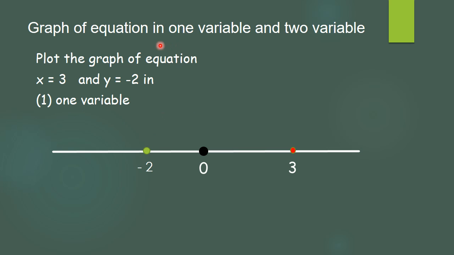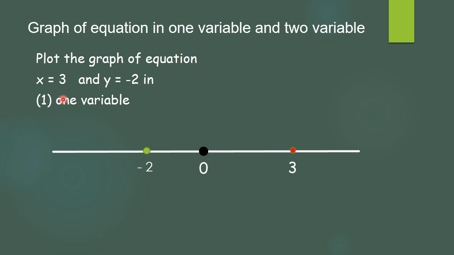For example, we have to plot the graph. There are two parts: we can plot in one variable as well as in two variables, where the equation is given as x is equal to 3 and y is equal to minus 2. This is one example. x is equal to 3 and y is equal to minus 2 is another example. We have to plot the graph of x is equal to 3 in one variable as well as in two variables.